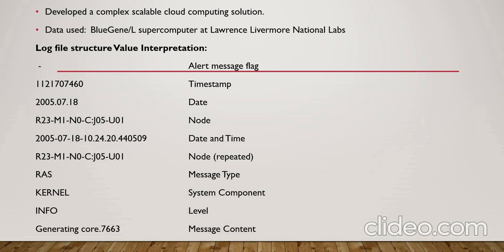The data used in this project is supercomputer log data obtained from Lawrence Livermore National Labs. The log file structure of this data is as simple as this. It contains columns such as alert message flag, timestamp, date, node, date and time, node, message type, component, level, and message content. Now let's see which problems are addressed as part of this project.